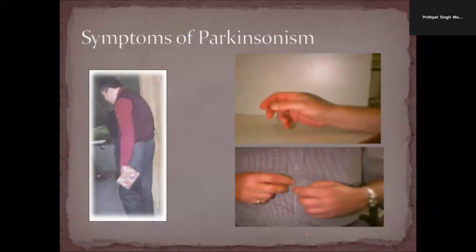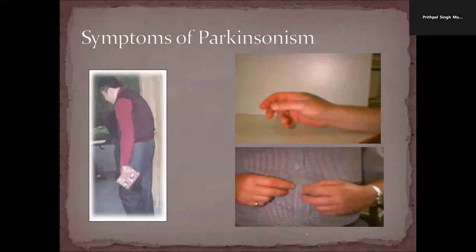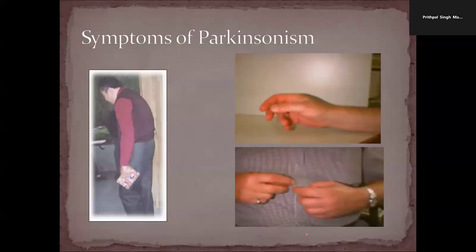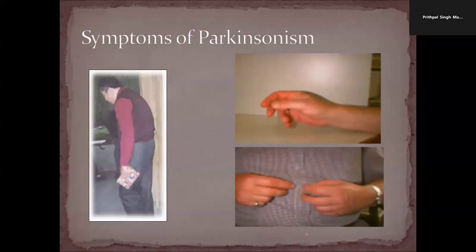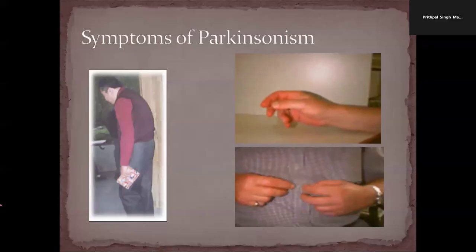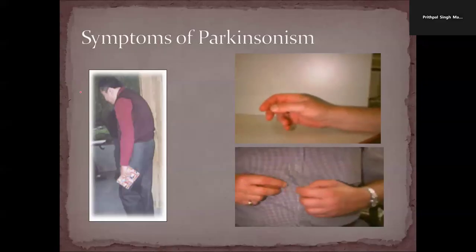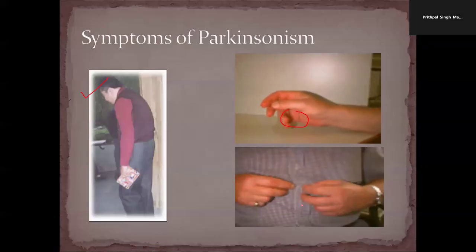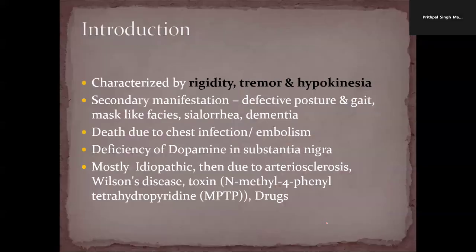Can we make some predictions that Parkinsonism is a disease where the patient has tremors, where the patient has bradykinesia? Here there is a patient with a typical posture. This is tremor at rest, and the patient is unable to perform his daily activities.